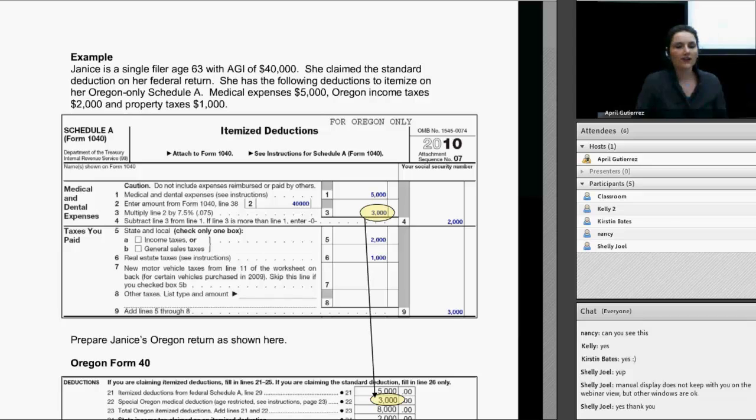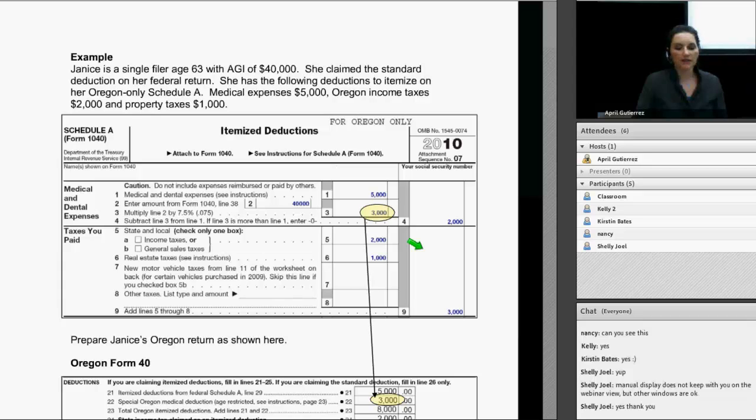Janice is a single filer, age 63, with adjusted gross income of $40,000. She claimed the standard deduction on her federal return, and she has the following deductions to itemize on her Oregon-only Schedule A. Medical expenses of $5,000, Oregon income taxes of $2,000, and property taxes of $1,000. Even though Oregon does not allow her a benefit for taxes paid to Oregon on Schedule A, Oregon still wants her to include those taxes on Schedule A when she figures her Oregon itemized deductions.